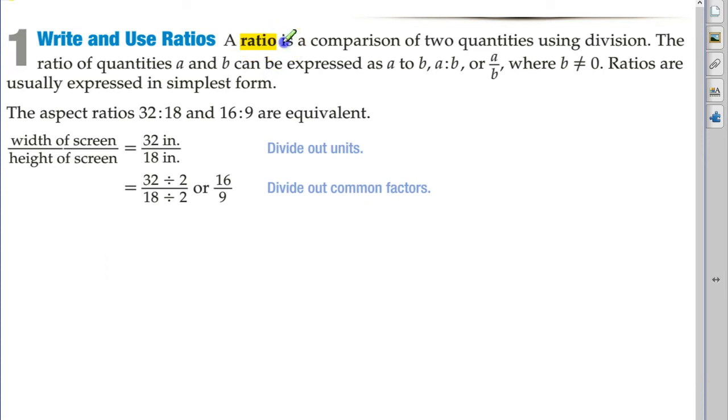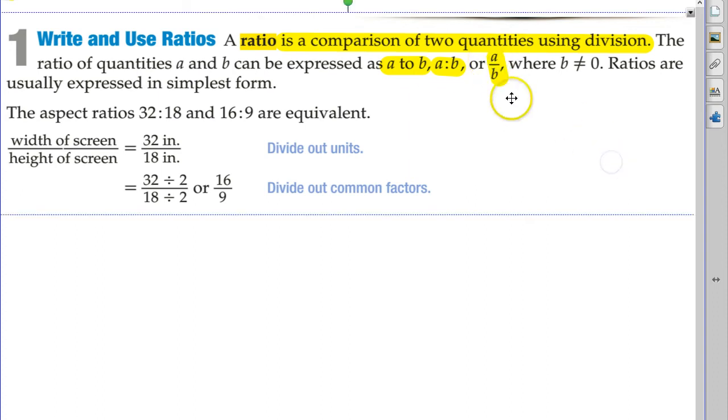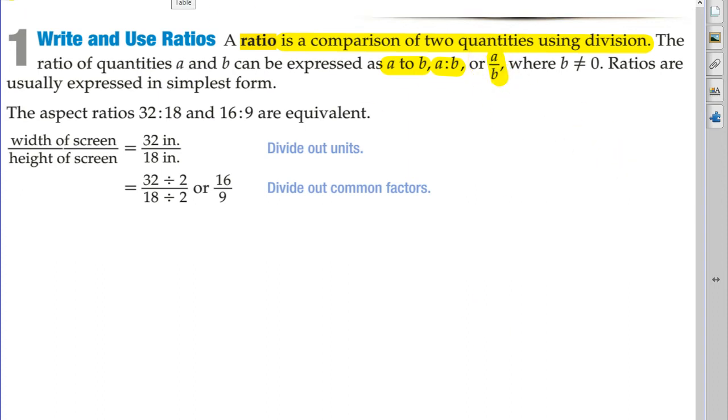A ratio is a comparison between two quantities using division. And be aware there are three ways to write ratios: A to B, A colon B, or A over B. Most of the time this year we'll do it as A over B, but the book could do it any way it feels like doing. And here's their example of a simple ratio. We have two TVs here, and 32 by 18 is the same thing as 16 by 9 because when you put them into division, they both reduce to 16 over 9.